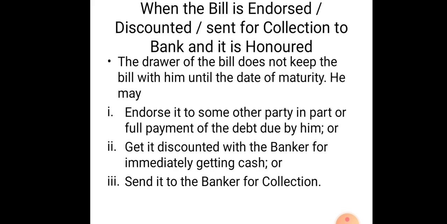The drawer of the bill does not keep the bills with him until the date of maturity. He may endorse it to some other party in part or full payment of the debt due by him, or get it discounted with the bank for immediately getting cash, or third, send it to the banker for collection. So these are the three options. When these options have been taken, how we should write the journal entries.